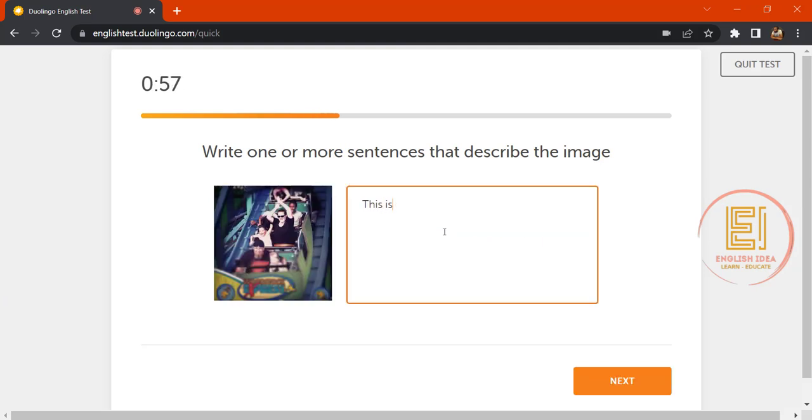And this is the third but not the last image which you need to describe. You'll have another image you need to describe towards the end of the test, but you need to describe that through speaking.